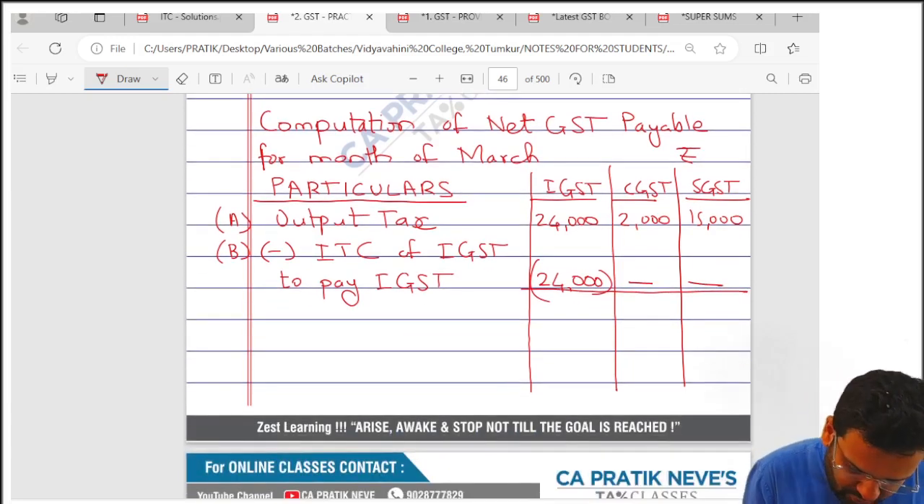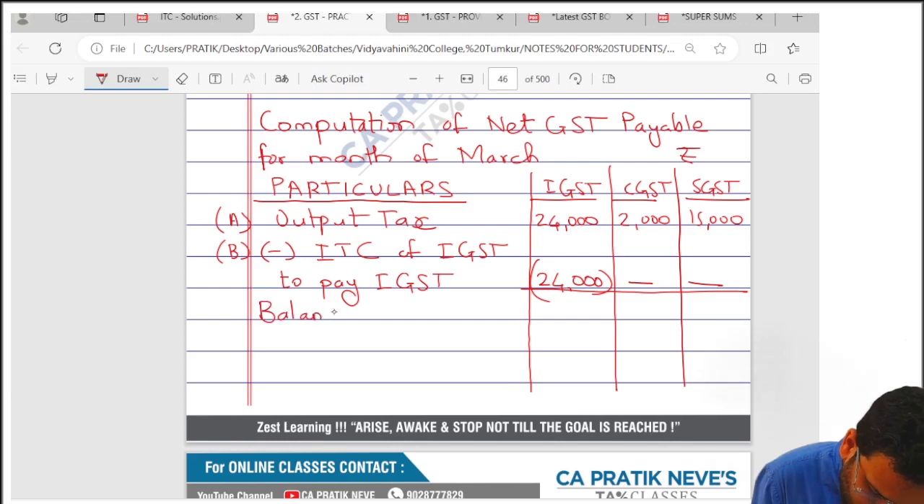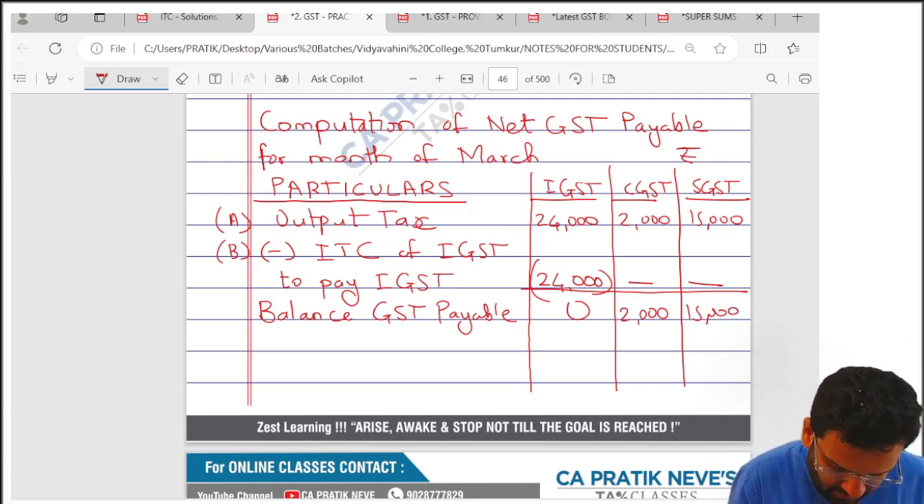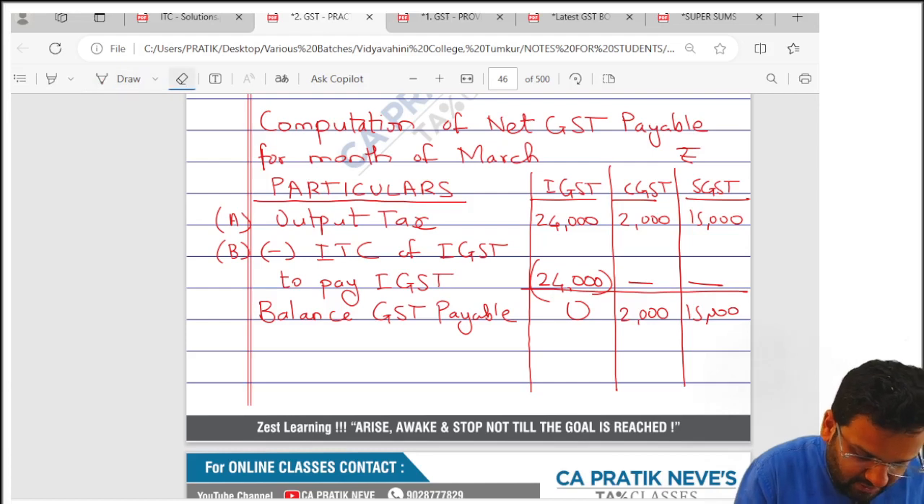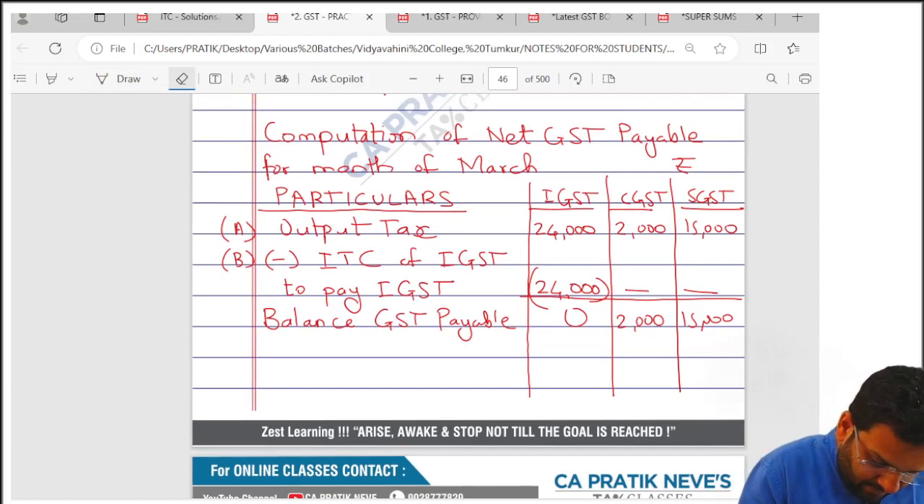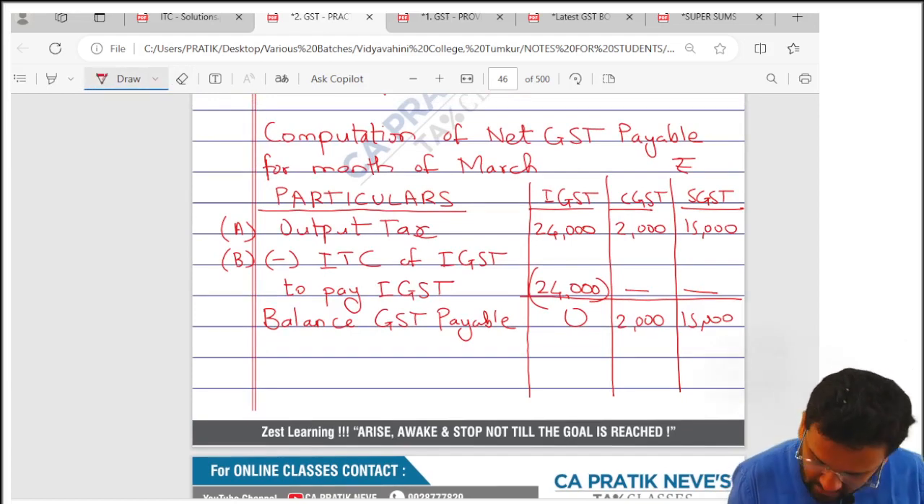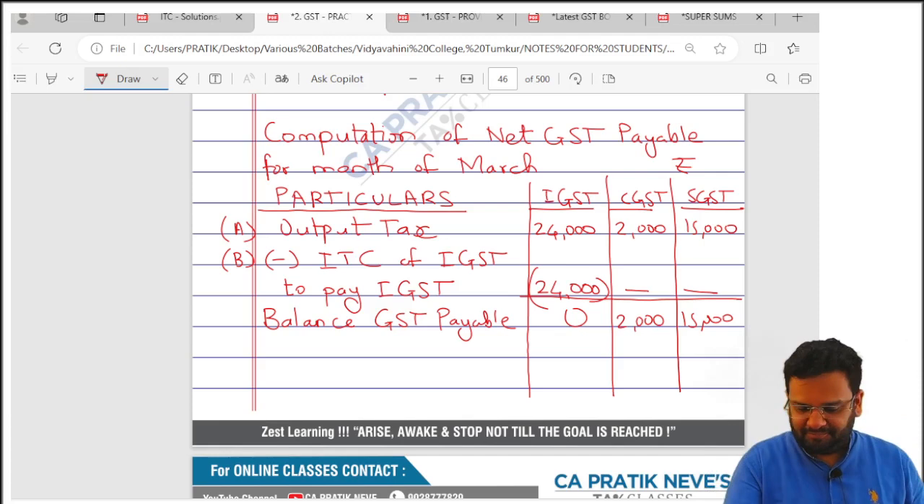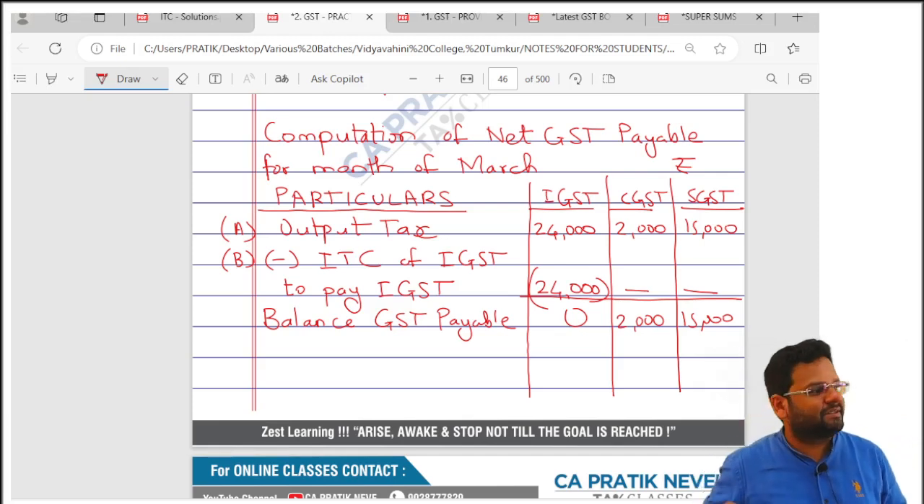Now can you tell me, after using this, what is the balance GST payable? Balance GST payable will be nil, 2000 and 15,000. Agreed? Someone said 13,000, right? 13,000 is the balance of ITC of IGST. Very important step now I am going on to. Have you all done till this point?